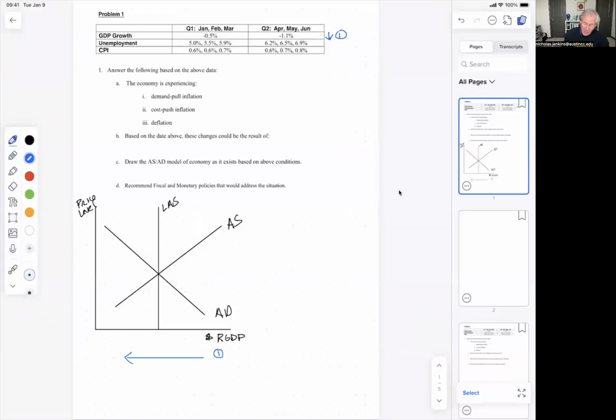Now look at unemployment. There are three unemployment numbers because in a fiscal quarter there are 3 months. Unemployment is measured monthly, so is CPI, or the Consumer Price Index. However, GDP growth and GDP numbers are measured once a quarter, not once a month. So unemployment starts at 5% and then it ends at 6.9%. So it's generally going up.